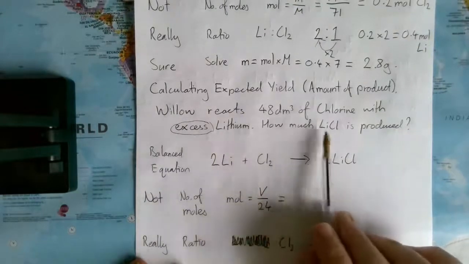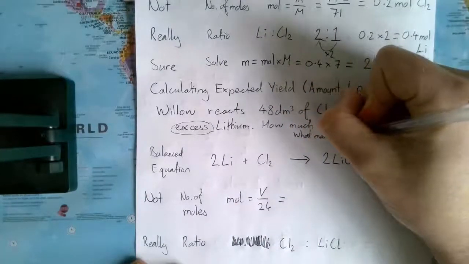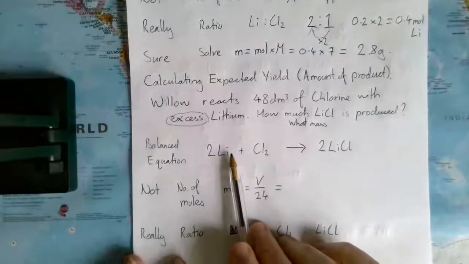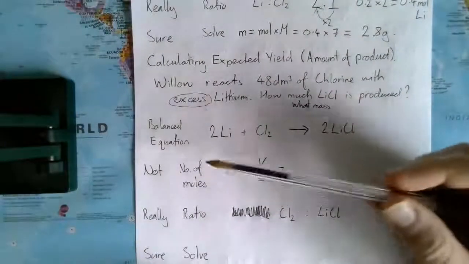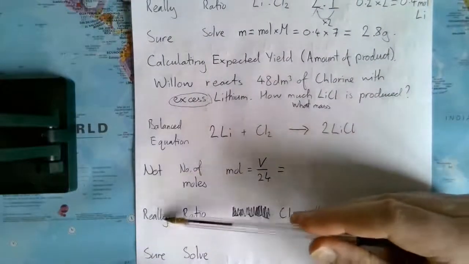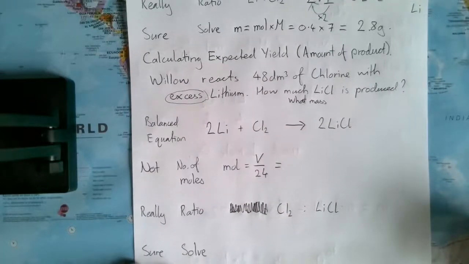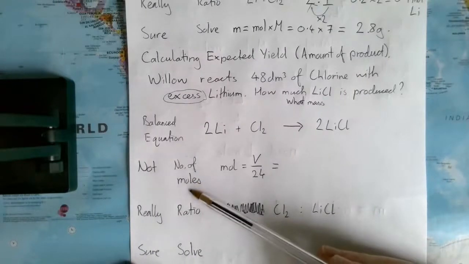So you don't need to worry about how much lithium there is, it's not going to be part of it. And we want to know what mass of lithium chloride is produced. I'm giving you the same balanced equation as before. So again, it's going to be the same set of steps. If you want to pause and try it yourself, do so. And then obviously I'm going to go through it. So the first one, we need to find a number of moles.